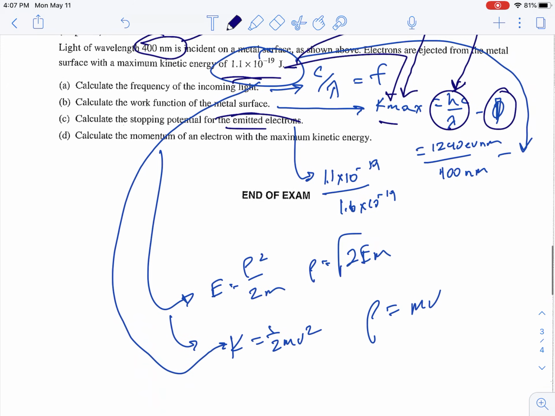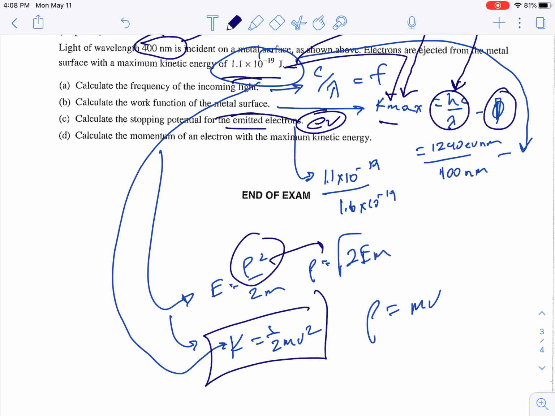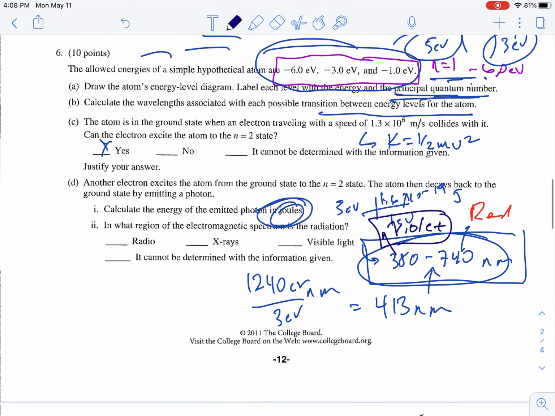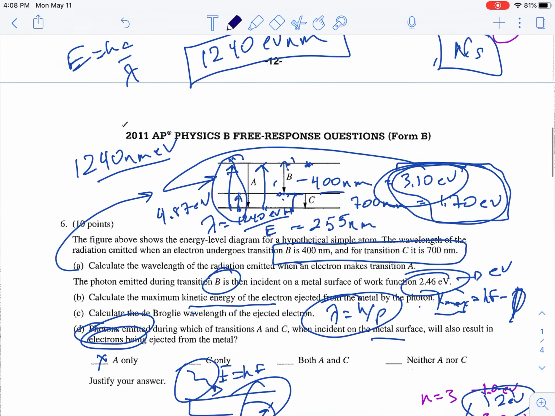Your stopping potential, and remember, stopping potentials have to be in volts. The easiest thing to do with this is to calculate that in electron volts, which is that energy per electron. And then the last thing is going to be the momentum, and you could use p squared over 2m and solve for p, or you can use kinetic energy equals 1/2 mv squared, find the velocity and put that into momentum. Doesn't make any difference. Okay, kids, that's it.